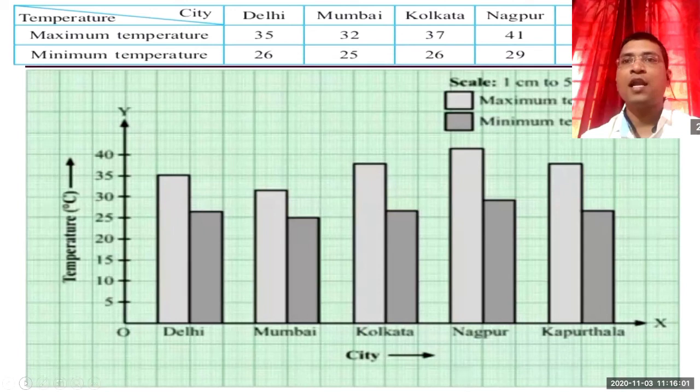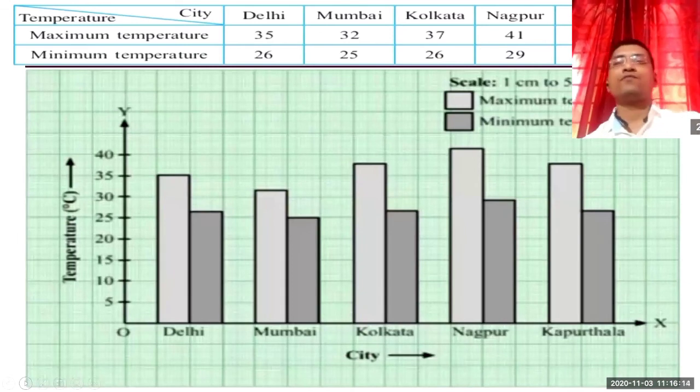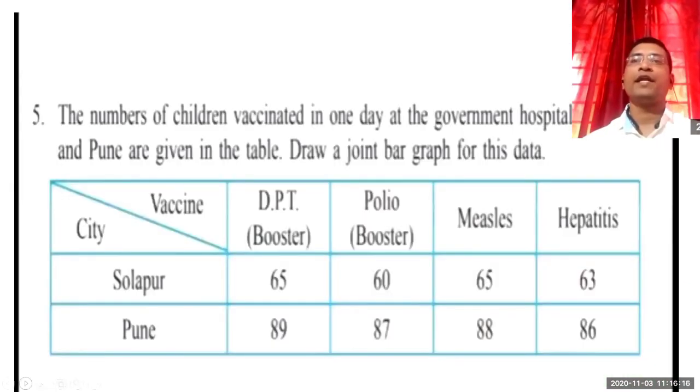Look at Kapurthala, same way. Yes, 37 maximum temperature and minimum temperature is 26. So in this way we can draw the joint bar graph of any given data. Students, we can take the next slide again. Next slide.